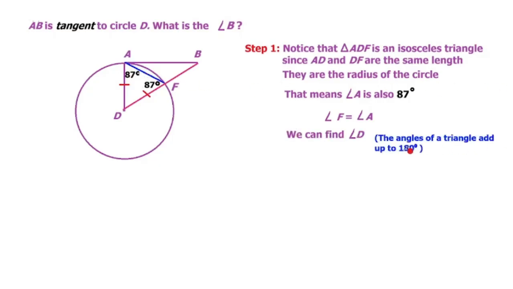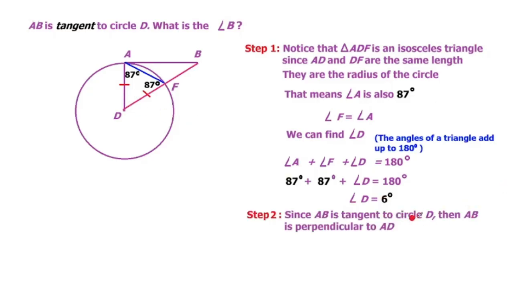So now we can find angle D because the angles of a triangle add up to 180 degrees. So we can add angle A, angle F, and angle D, which will give us 180 degrees. So we know these two angles, they're 87 degrees. We just need to solve for angle D. Okay, so angle D works out to 6 degrees. So this is 6 degrees here.